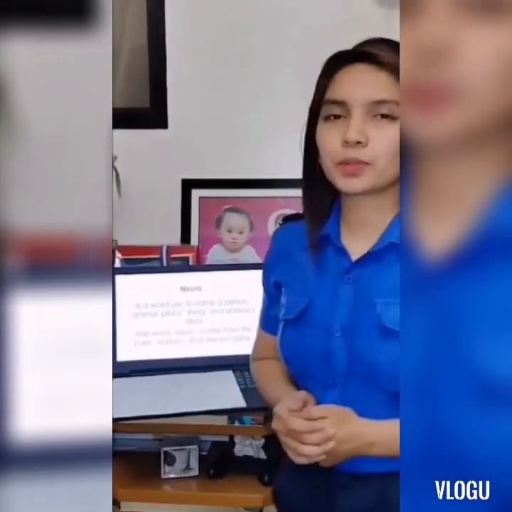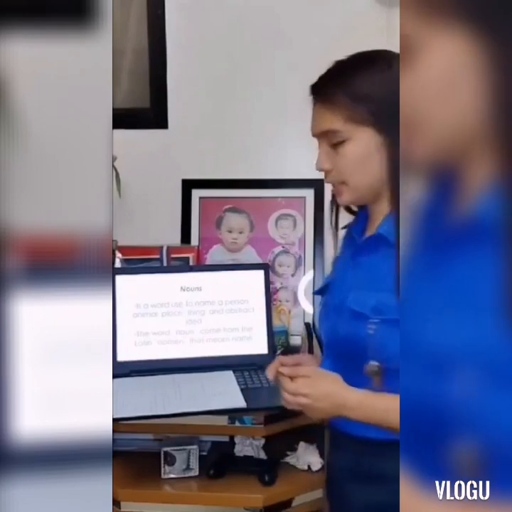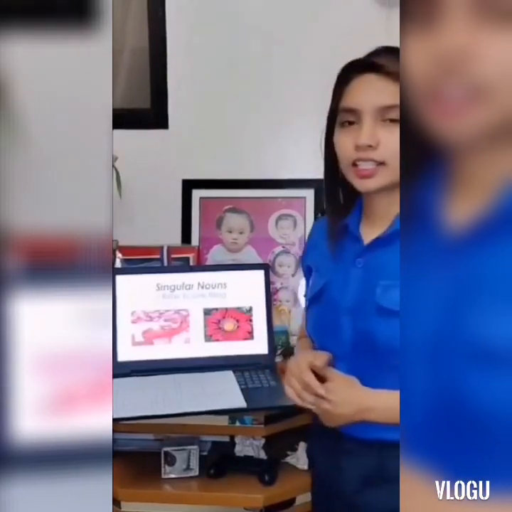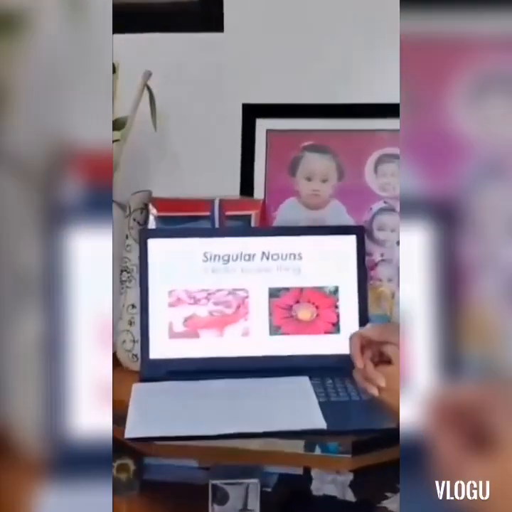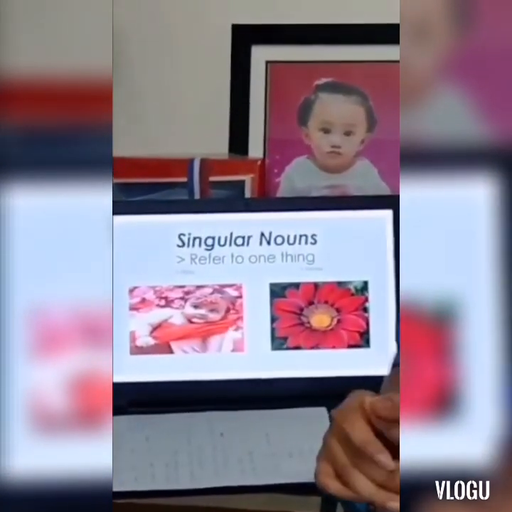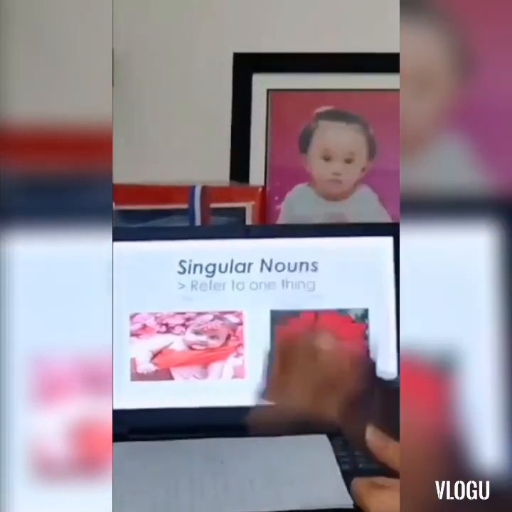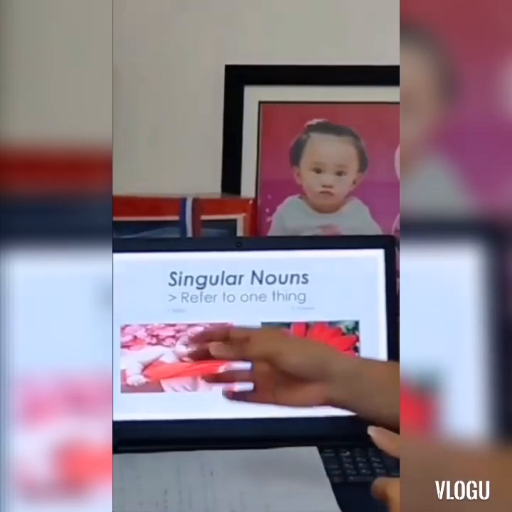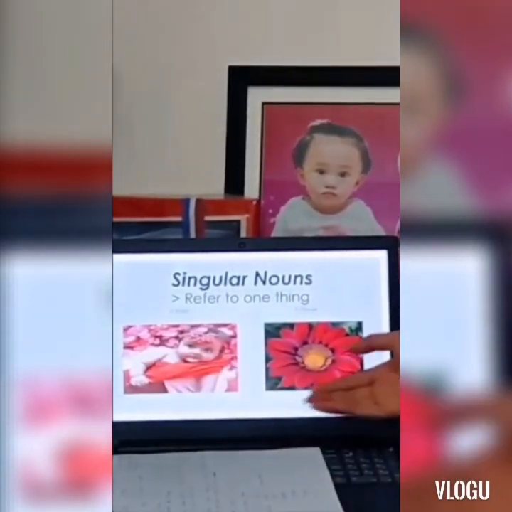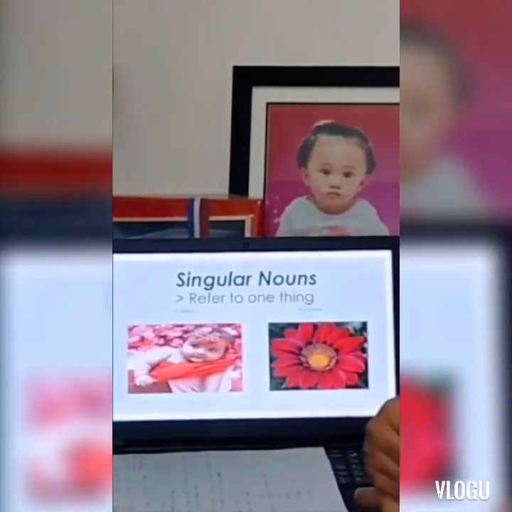There are two types of noun. Number one is the singular noun. It refers to one thing, only one thing. Example: a baby, a flower. This is an example of a singular noun.